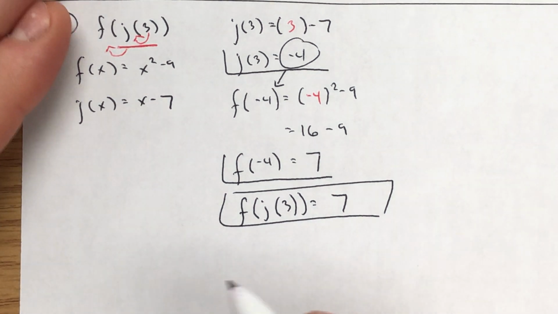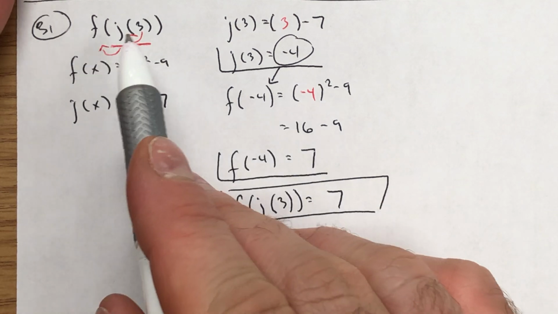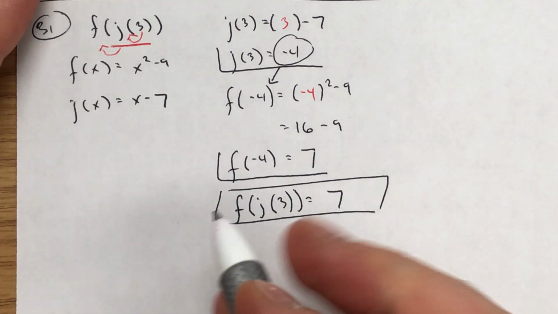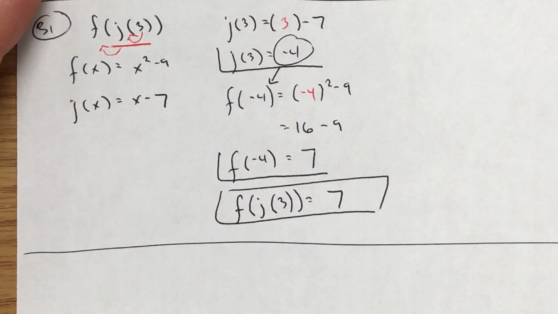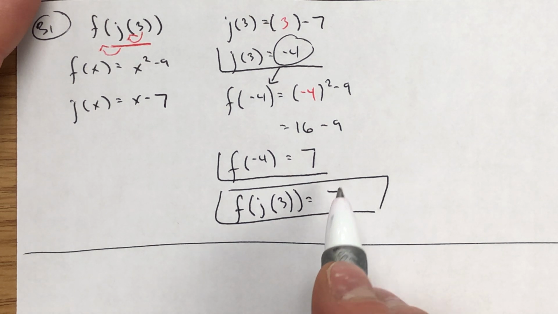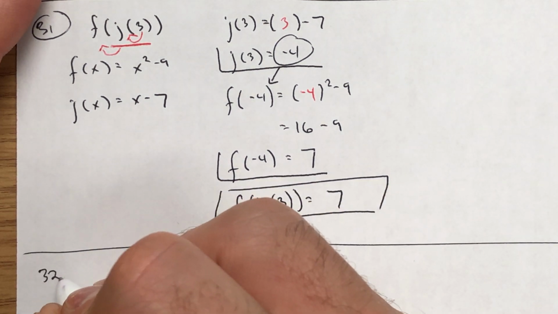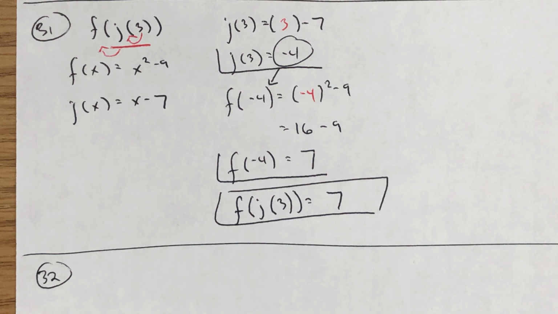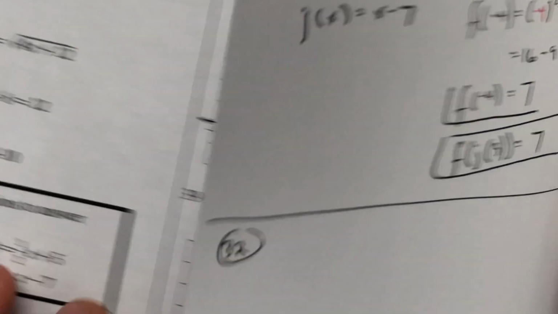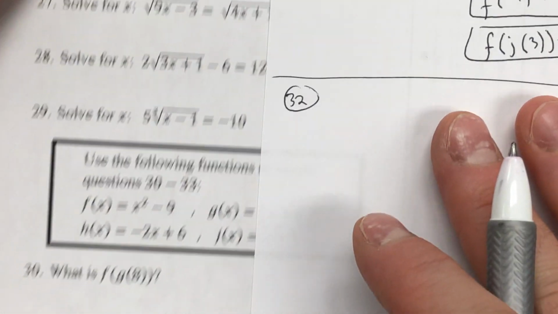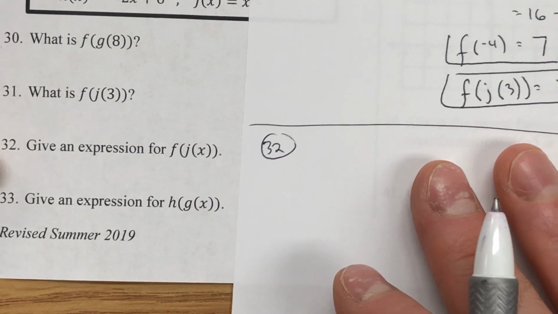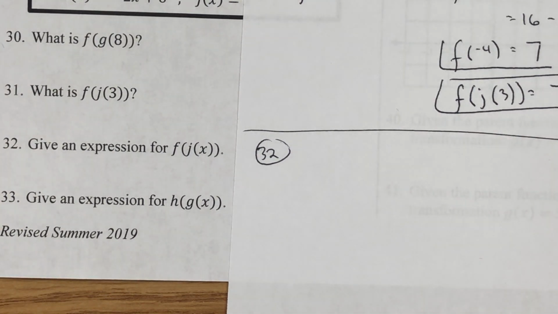Number 32 is a very similar style of question, but I'm not plugging in a number. I'm just plugging in the overall function. So I'm not going to get a whole number answer. I'm going to get a new equation. But it works exactly the same. Let's take a look at 32. Give the expression for f of j of x.